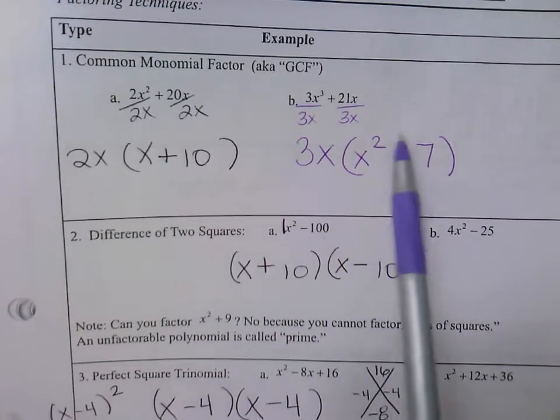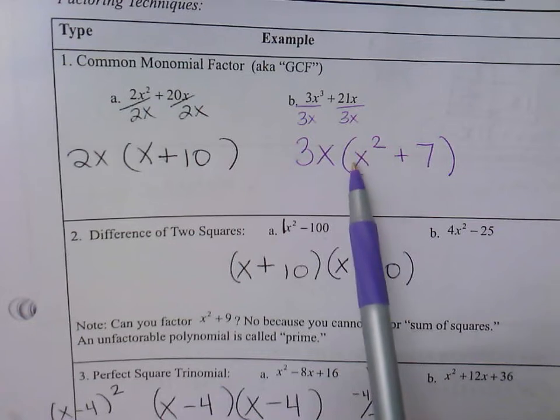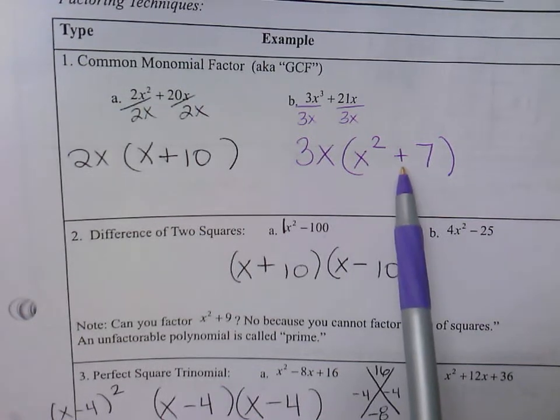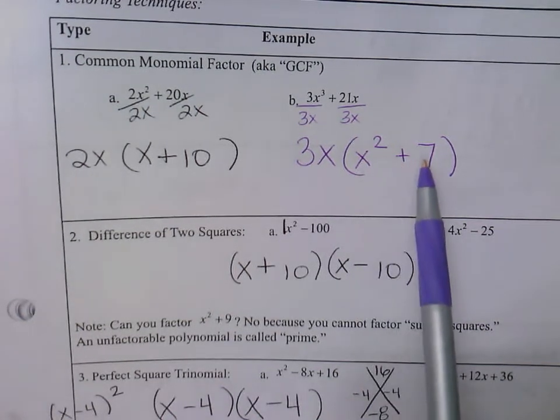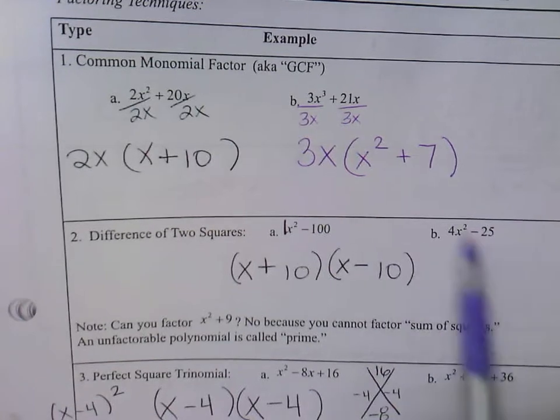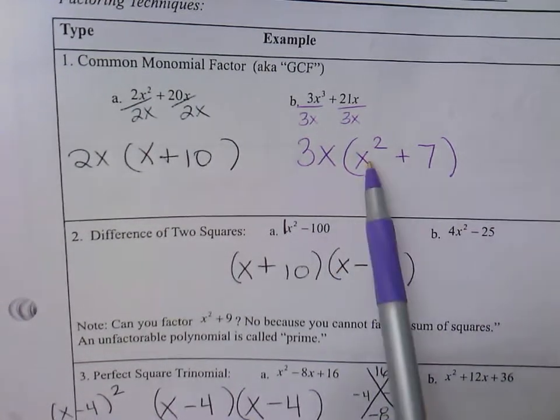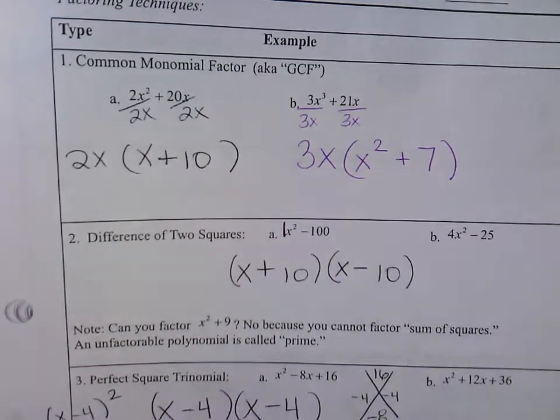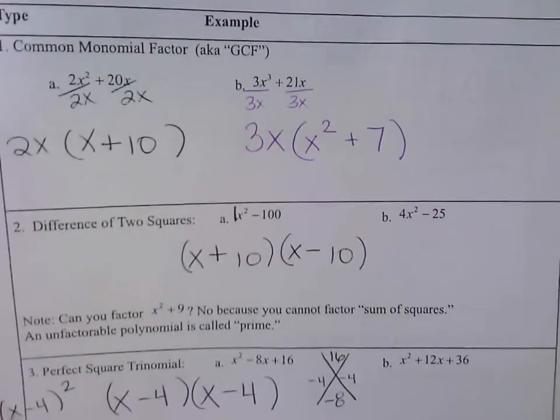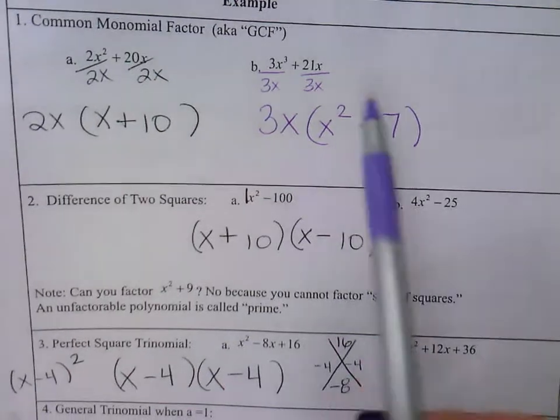Because this is a quadratic, you should always double check it can't go further. Like if this had been x squared minus 4, I could have taken it further with difference of squares. But this is prime. I can't factor x squared plus 7, so you factored it fully. That's greatest common factor. So be on the lookout for that one first.